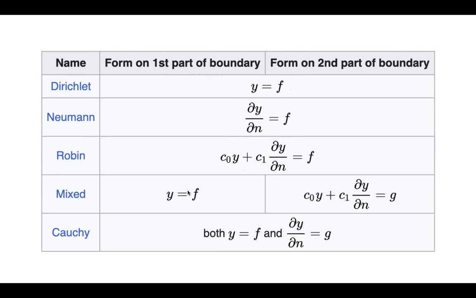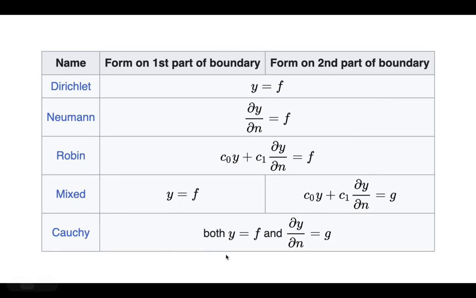Now, mixed boundary condition means in the first part you have a function, and in the second part you have something like a mixed condition. So this could be vice versa also. That is, in the first part you have a gradient, and in the second part you have purely the function value. Then this is called a mixed boundary condition.